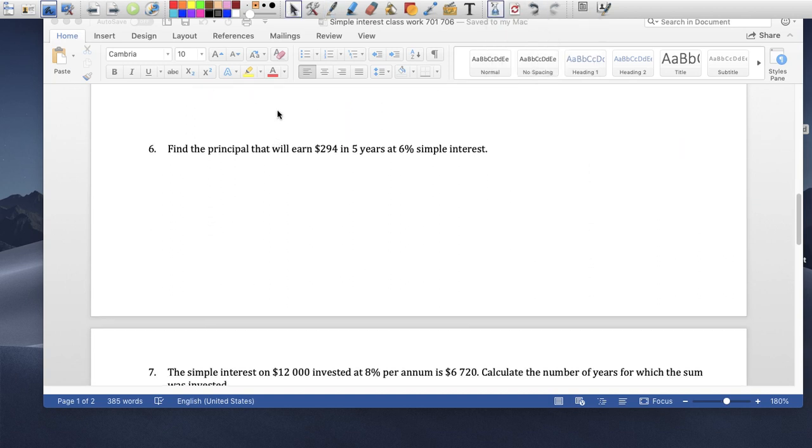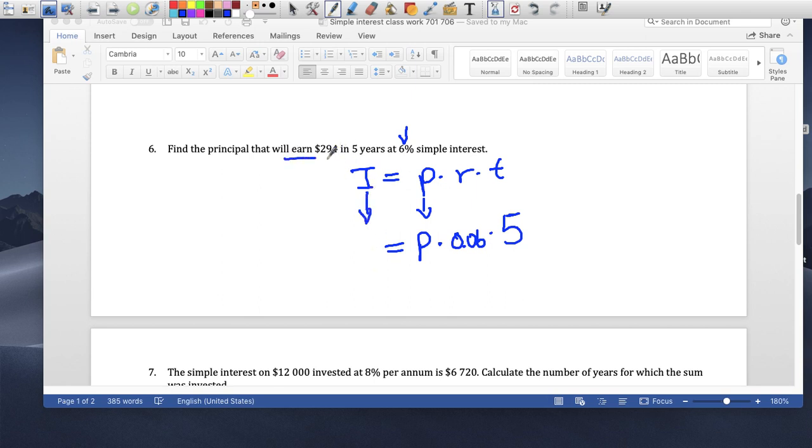Find the principal that will earn $294 in 5 years at 6% interest. So I equals P times R times T. So this is what I need. 5 years is my time. Interest rate is 6%, or 0.06. And the P is what I need to find. My interest, how much will she earn? She's going to make $294.